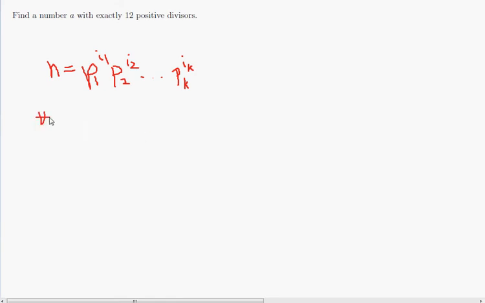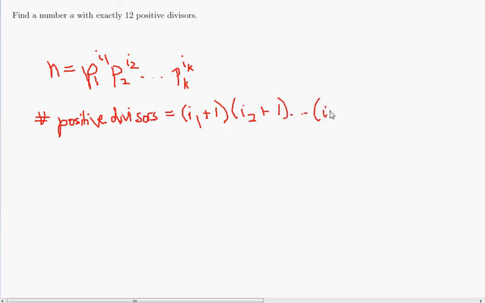Then the number of positive divisors is equal to i sub 1 plus 1 times i sub 2 plus 1 through i sub k plus 1. So that is the basic principle that we're going to use to solve this problem.